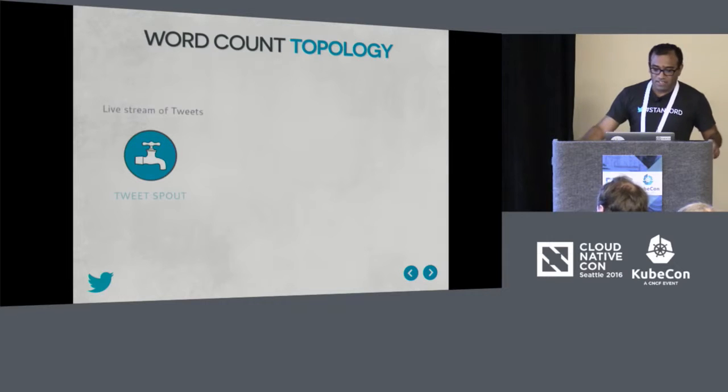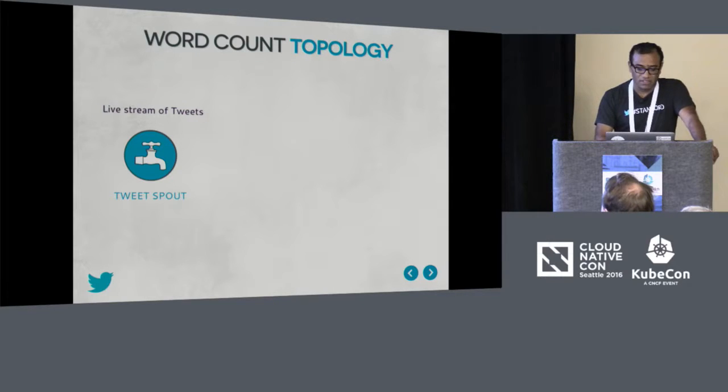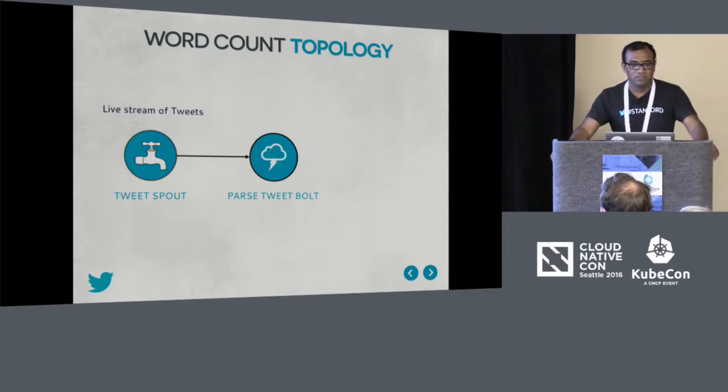So to give a concrete example, let us take a word count topology. In this case, what you're trying to do is count the number of distinct words on a live stream of real-time tweets that are coming at you. In order to do that, you need some kind of a tweet spout that taps into the Twitter firehose, where you can use the Twitter API to grab those tweets.